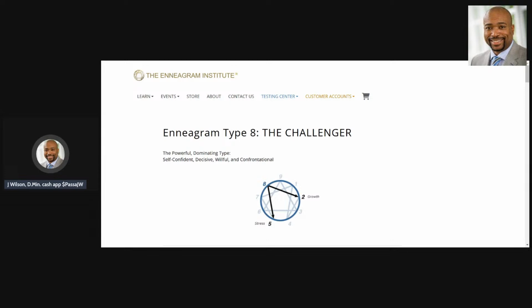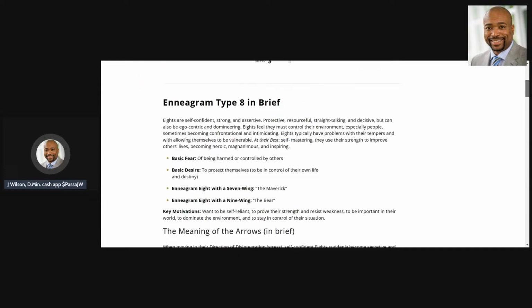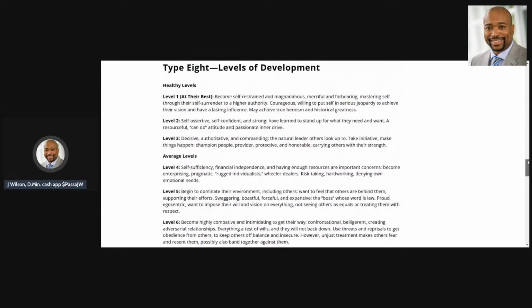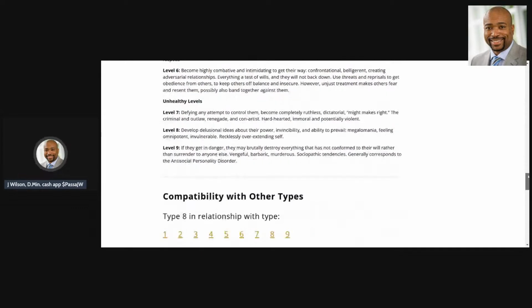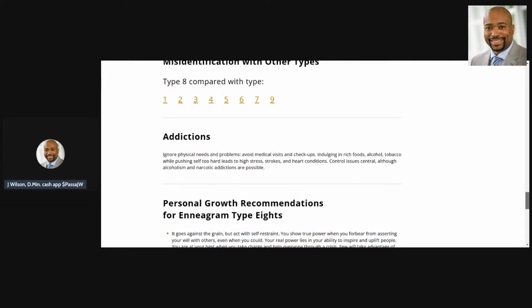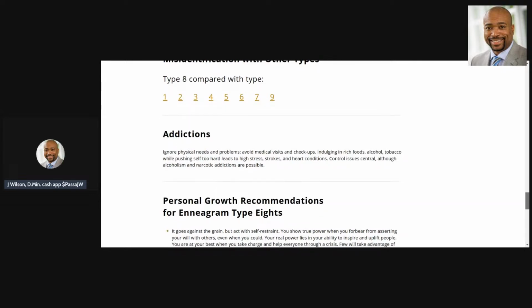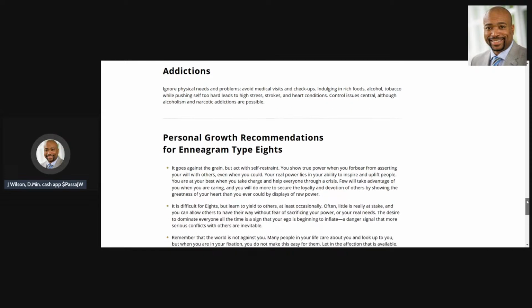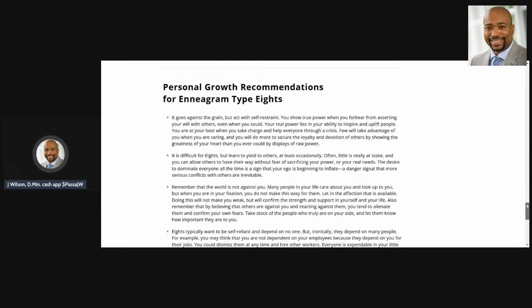But let me say this. You have to know who you are. And one thing I like about the Enneagram is they're not only going to tell you who you are, but they're going to tell you at a healthy level, at an average level, at an unhealthy level, and then they tell you about addictions. Here's like for the Enneagram 8.